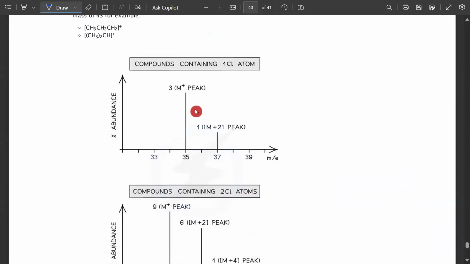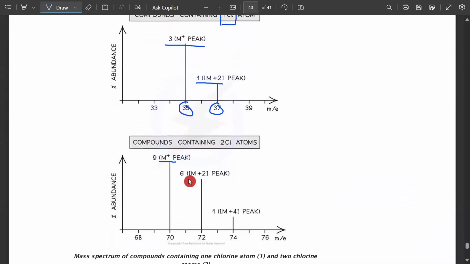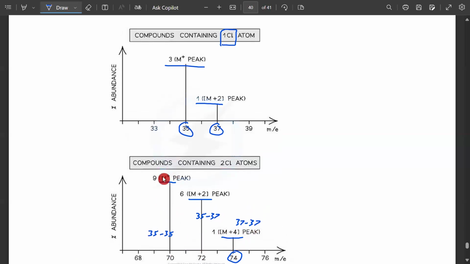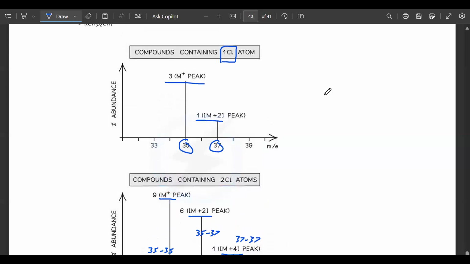This is a mass spectrum when we had only one chlorine atom, to have two peaks at 3 ratio 1, at 35 and at 37. But if we had two chlorine atoms, then there would be three peaks at M, at M plus 2, at M plus 4, because 35 and 35 give 70, 35 and 37 gives 72, and 37 and 37 gives 74. So in our question, we just have one chlorine atom, that's why we had only two peaks.